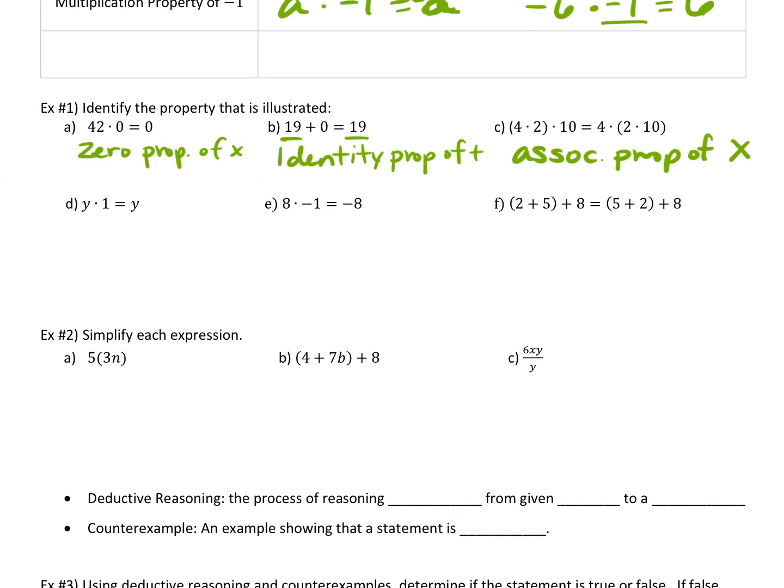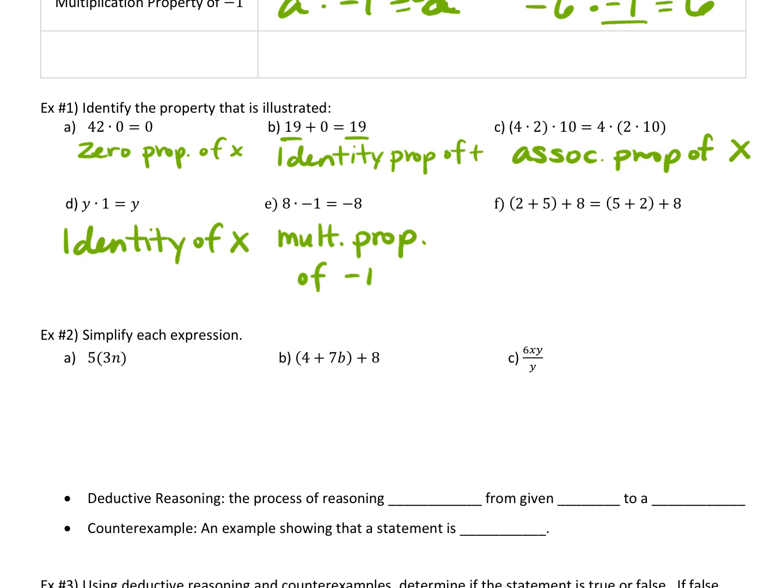What'd you get for D? Identity property of multiplication. So if you multiply something by 1, you get that something back. Okay? Letter E? That's the multiplication property of -1. If you multiply by -1, you get the opposite.